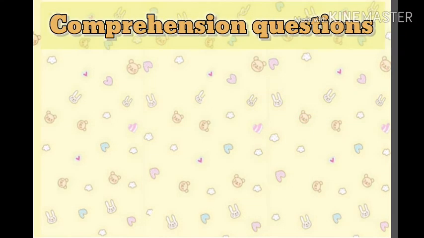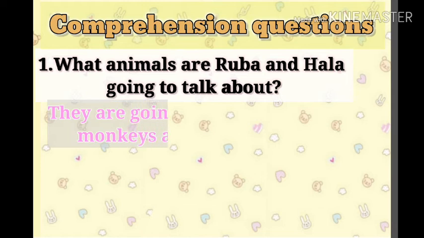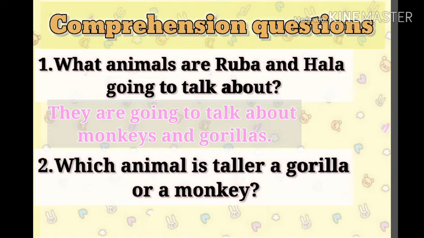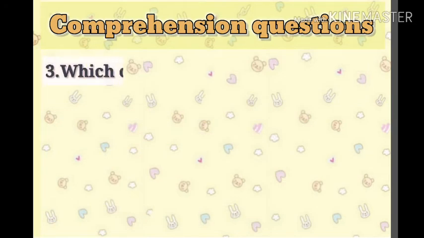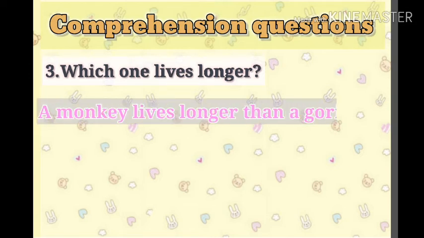And now it's time for comprehension questions. 1. What animals are Ruba and Hala going to talk about? They are going to talk about monkeys and gorillas. 2. Which animal is taller, a gorilla or a monkey? A gorilla is taller than a monkey. 3. Which one lives longer? A monkey lives longer than a gorilla.